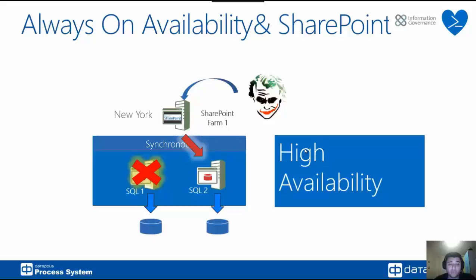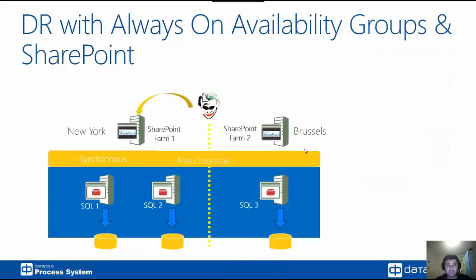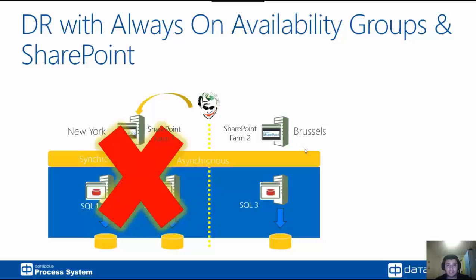Take the example that the New York data center crashes: SQL Server 1 and SQL Server 2. Joker has to move from New York to Brussels because it's another data center. We call it disaster recovery. And here, the database support model is quite different.